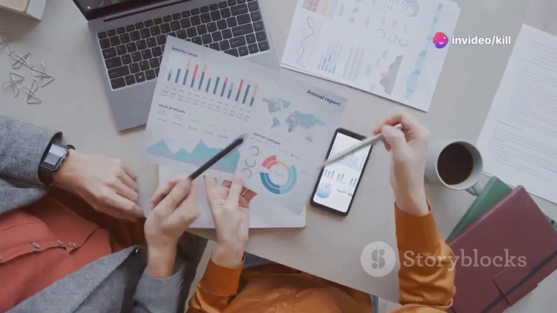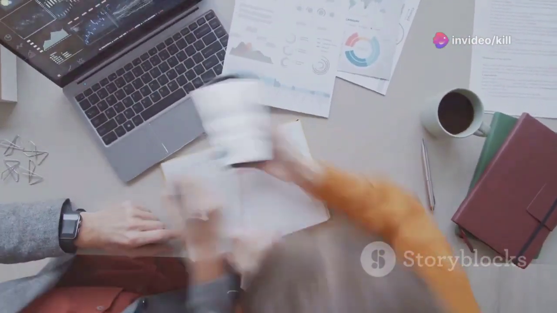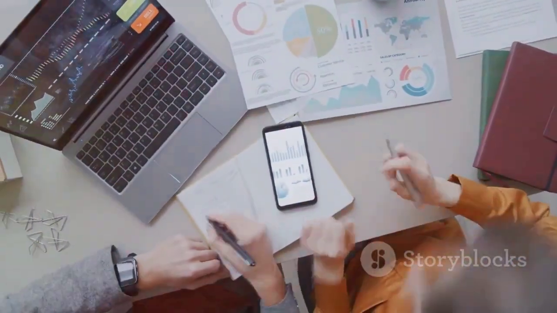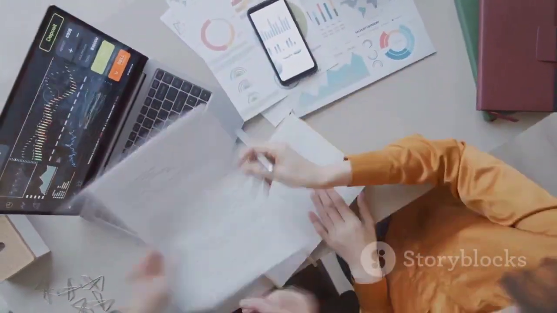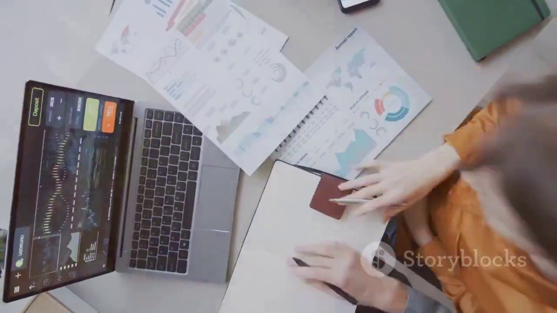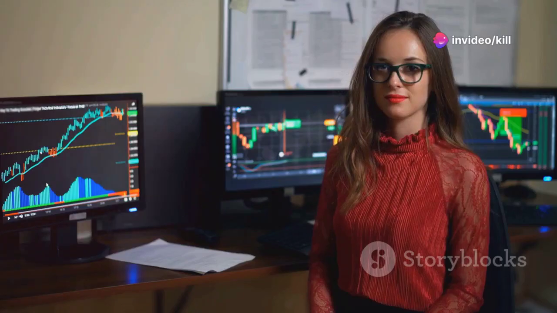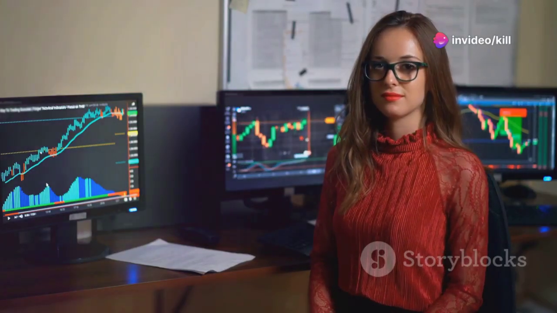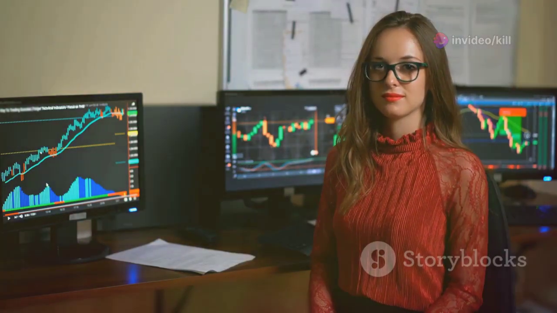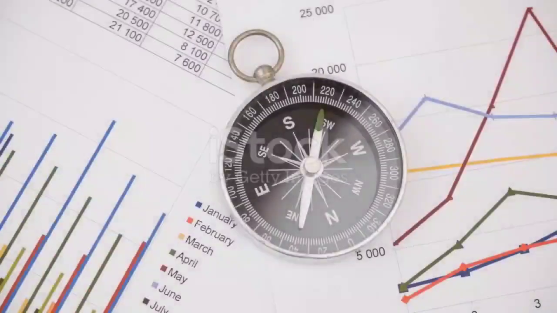Before jumping on the cheap stock bandwagon, conduct thorough research, analyze the company's financials, understand the industry dynamics, and assess the management team's track record. Remember, investing is not about finding the cheapest stocks, but about identifying those with the greatest potential for long-term value creation.